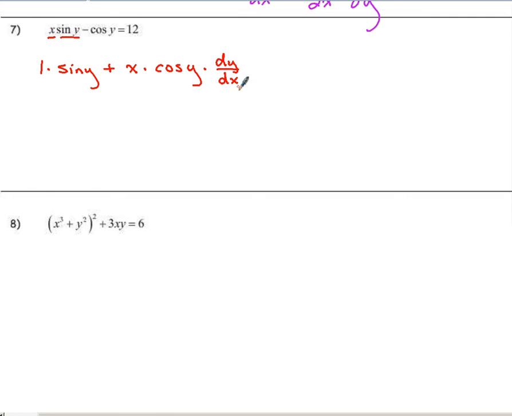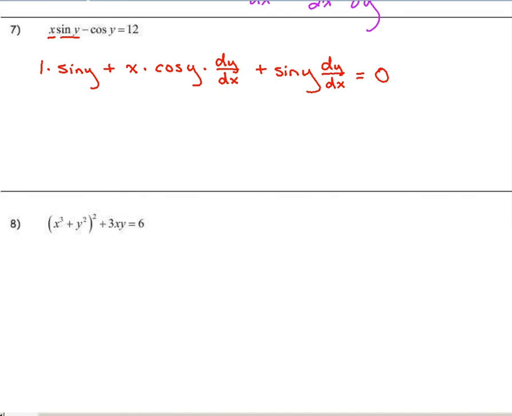Okay, now moving on, we are subtracting derivative for the cosine of y. Well, starting with the cosine part, derivative of cosine is negative sine. Since we're subtracting here, I'll make that plus sign. And much like we did over here, it's going to be sine of y with a dy/dx. Since in the original equation this equals 12, derivative over here of 12 is going to be 0.